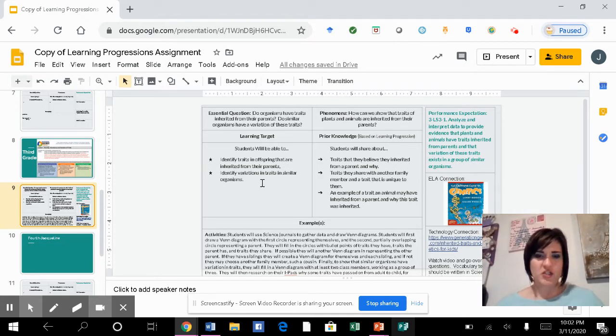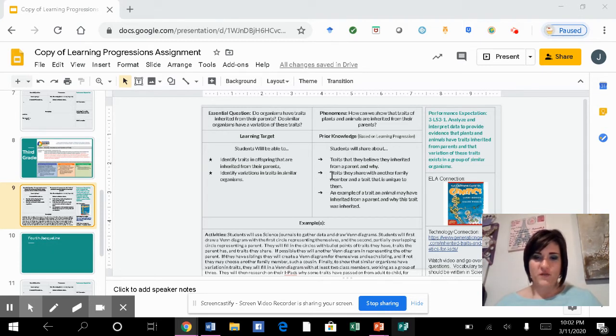So from this, students should be able to not only identify offspring that have inherited traits from their parents, but also look at similar organisms. One example of this could be looking at birds. How do specific structures of wings enable certain birds to fly, but others do not, such as peacocks, chickens, or penguins? And what do their functions do?